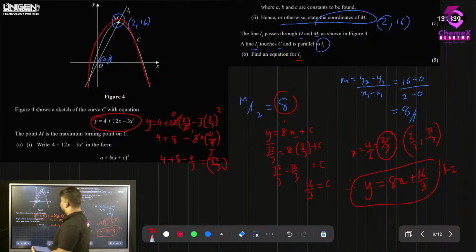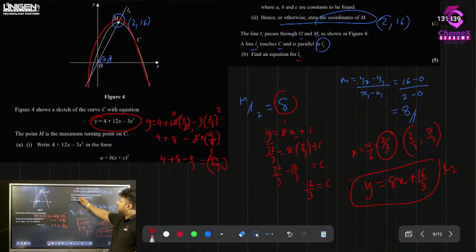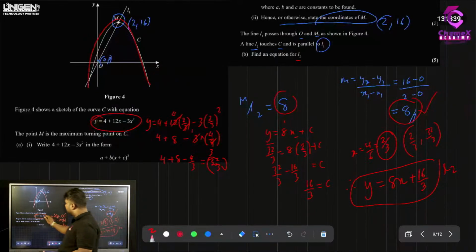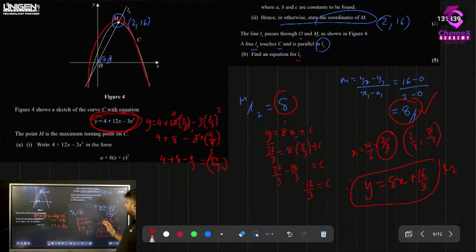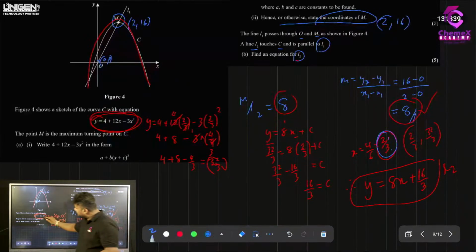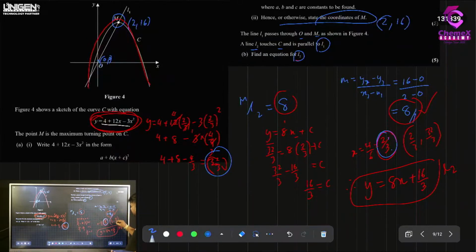I'll recap again. They say in the question L2 is perpendicular to L1. That's one thing. Then after that I differentiated this and equated the differential to 8 and got the x value as 2 over 3. So if I know the x, that means somewhere at 2 over 3 the L2 line also cuts. If I know the x, I substituted here and got the y. That was 32 over 3. Y and x is known.